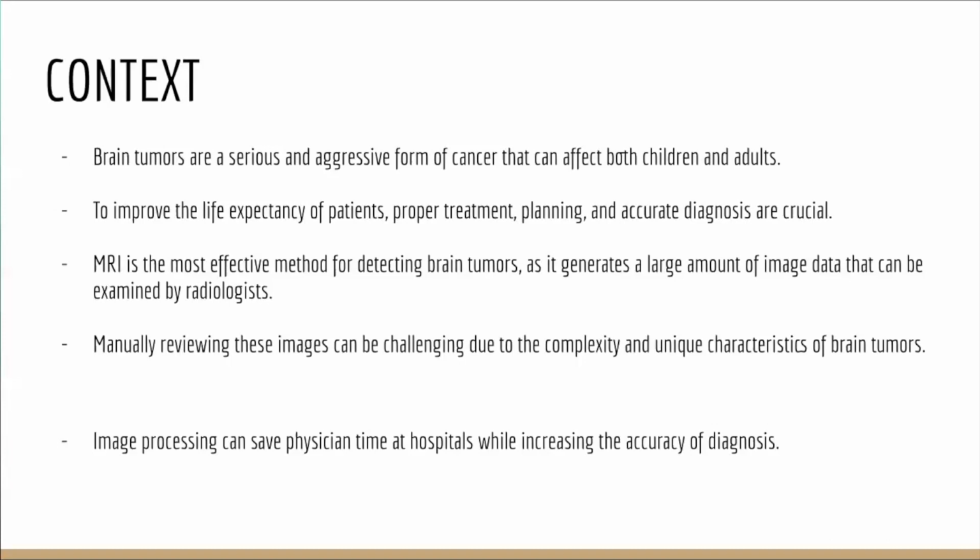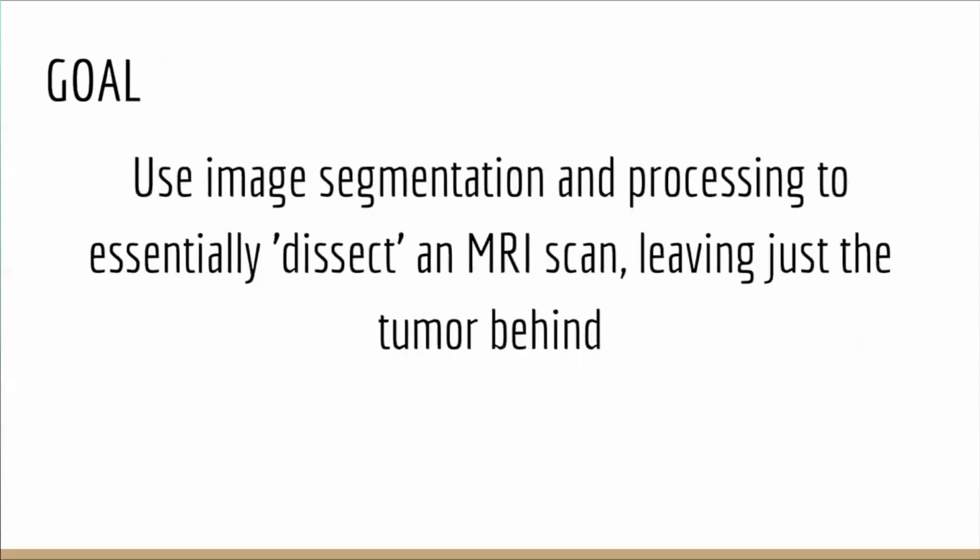Magnetic resonance imaging is the most effective method for detecting brain tumors, as it generates large amounts of image data that can be examined by radiologists. However, manually reviewing these images can be challenging due to the complexity and unique characteristics of brain tumors. This is where image processing comes in, as it can save physician time at hospitals while increasing the accuracy of diagnosis. So, the goal of my algorithm was to use image segmentation and processing to essentially dissect an MRI scan, leaving just the tumor behind.